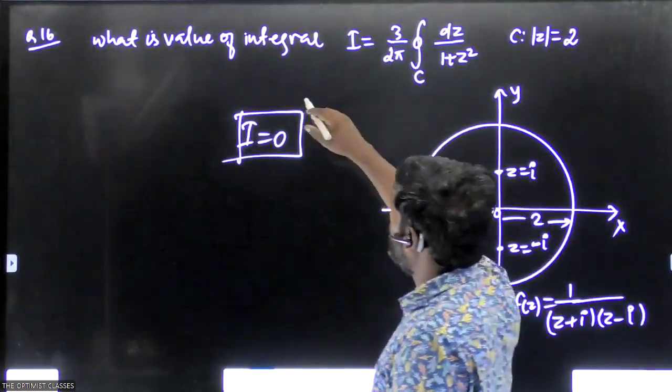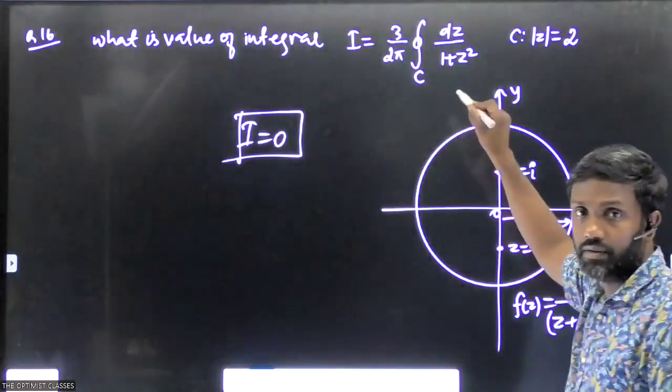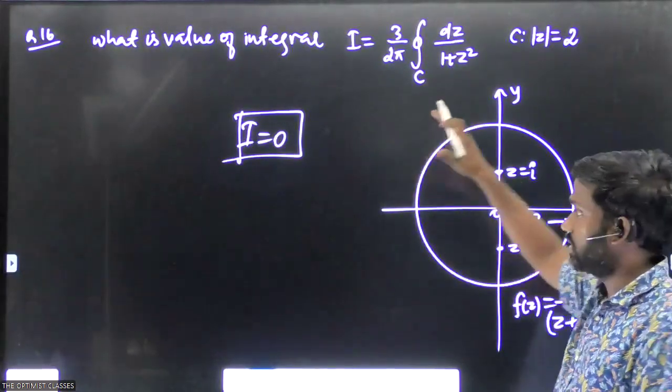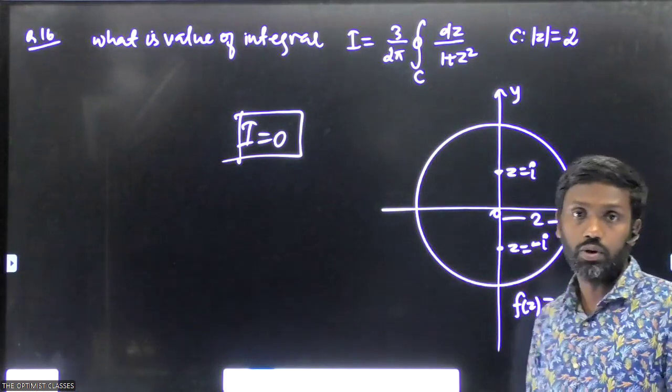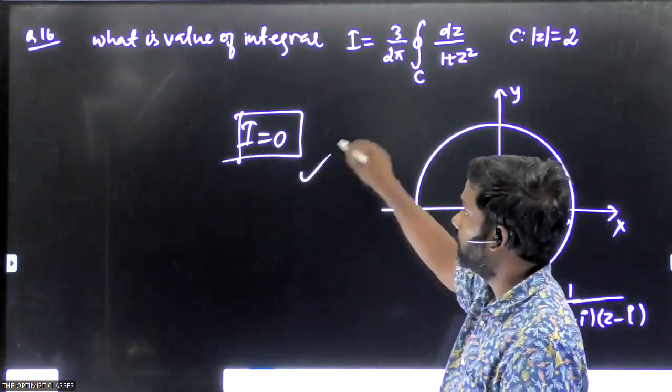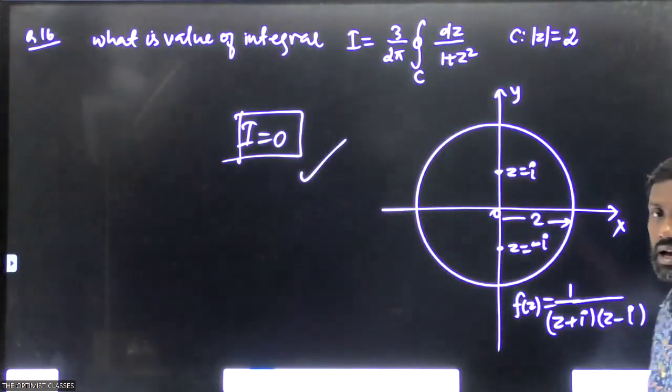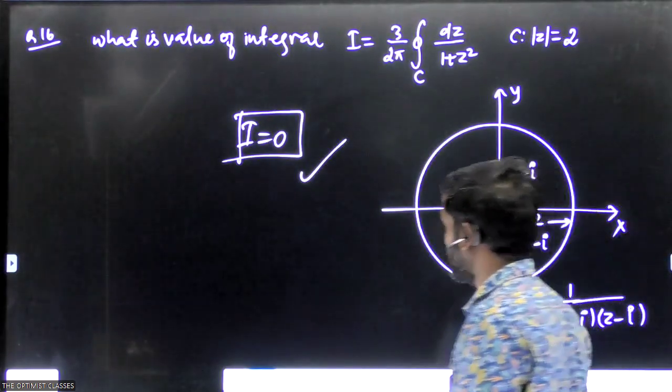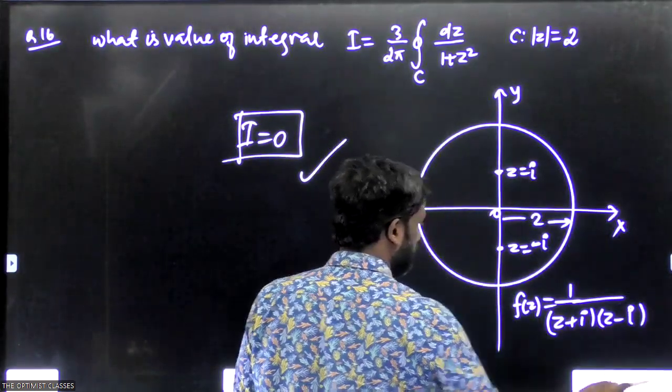Now, the question says, what is the value of this integral? This is a very simple, very elementary integration. You do it using the Cauchy residue theorem. Okay, you will get it to be equal to 0. So that's the correct answer. I have written down a few things here related to it. Okay, so that's what we have.